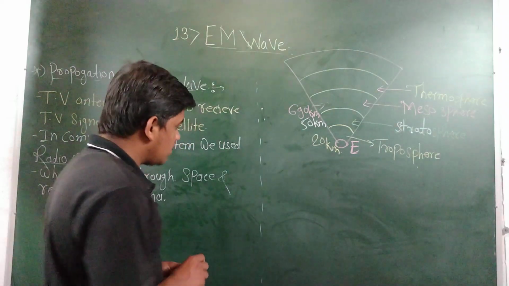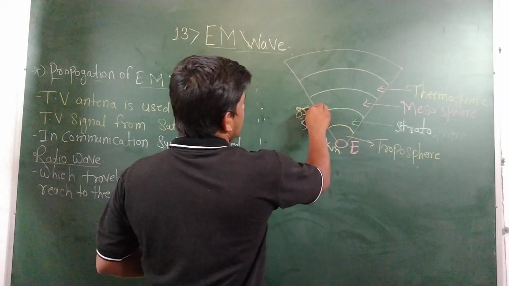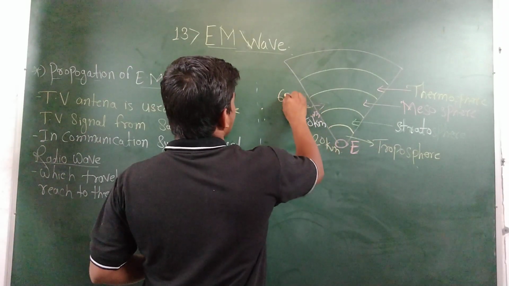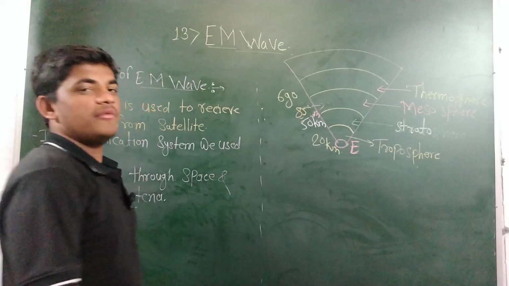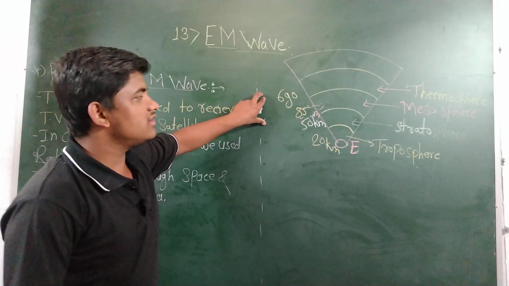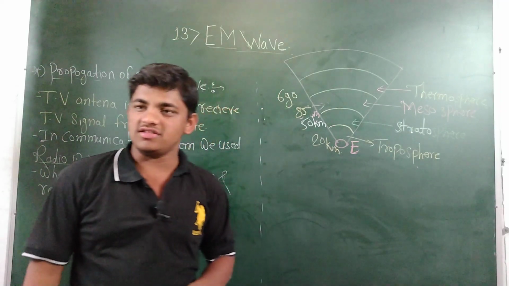There is some mistake here. This is 85 kilometers, and exactly the thermosphere will be 690 kilometers. This is my mistake in writing the range of the thickness of that particular atmosphere.